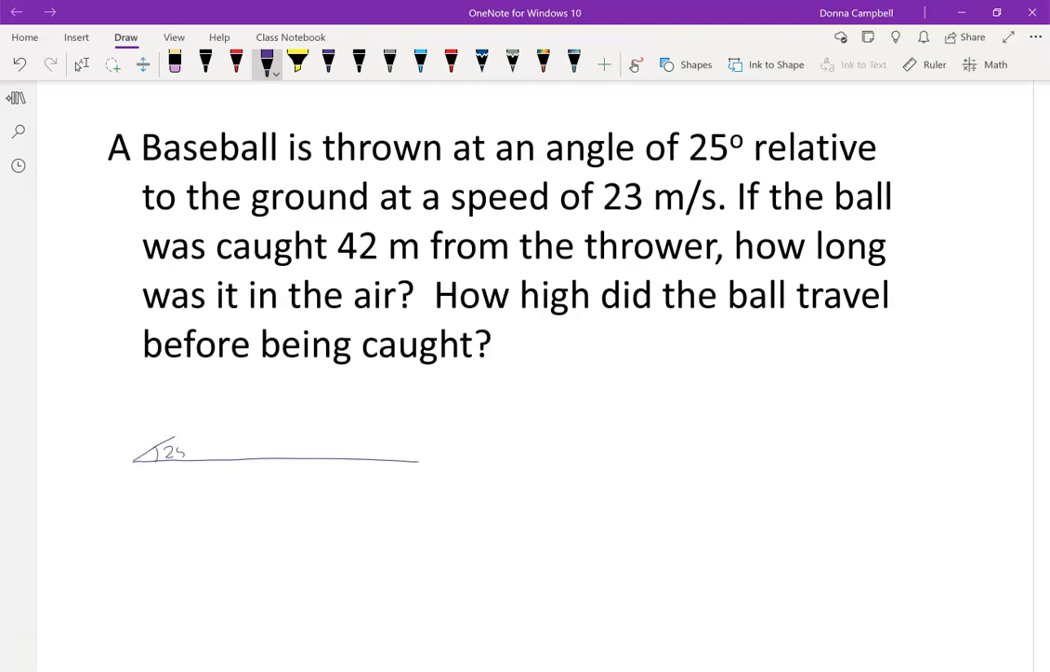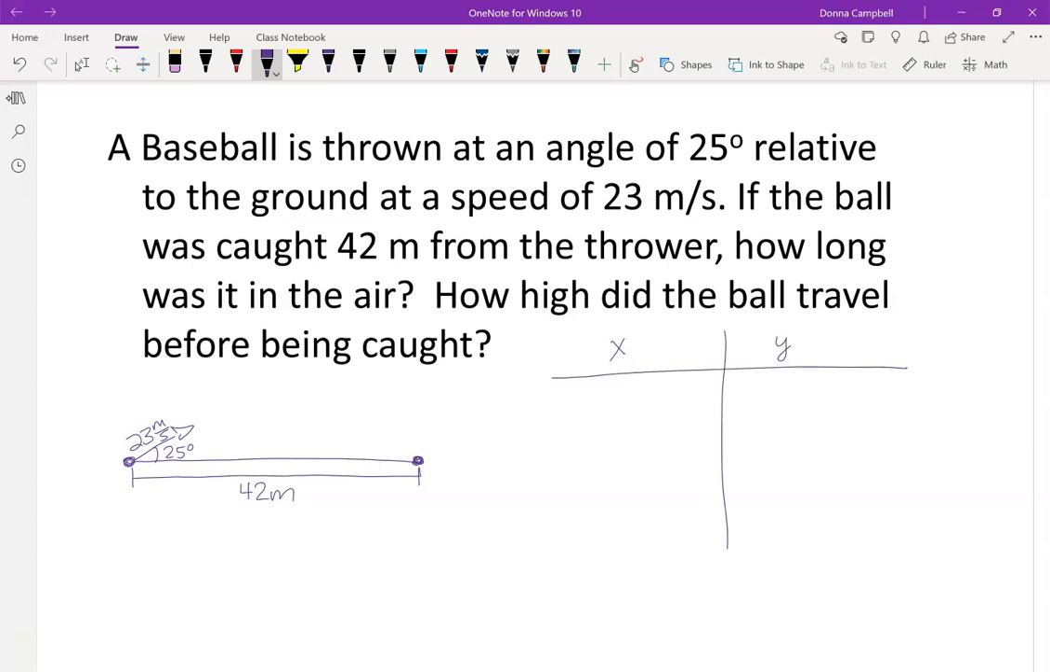So 25 degrees, speed is 23 meters per second. If the ball was caught 42 meters away from the thrower, how long was it in the air and how high did it go? So, a couple of things. It didn't say anything, but we're going to assume that the catcher and the thrower are catching and throwing from the same height. Let's make an X and a Y column.